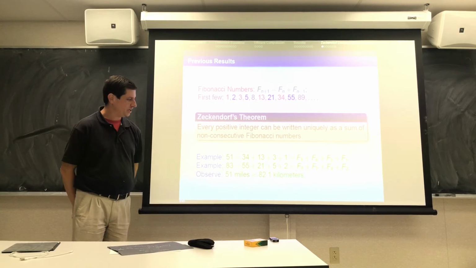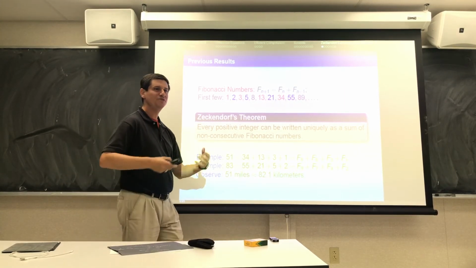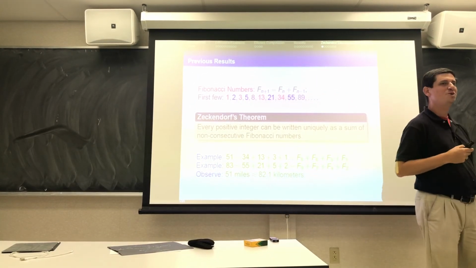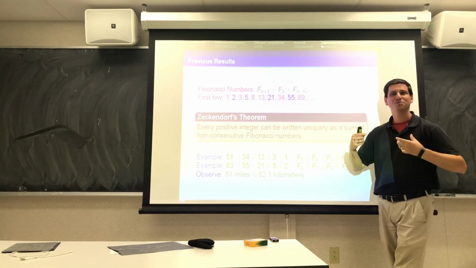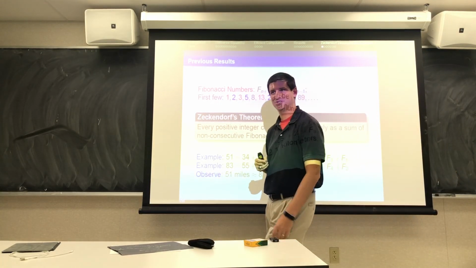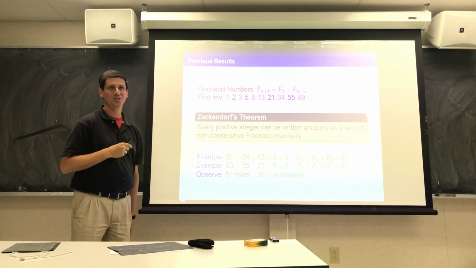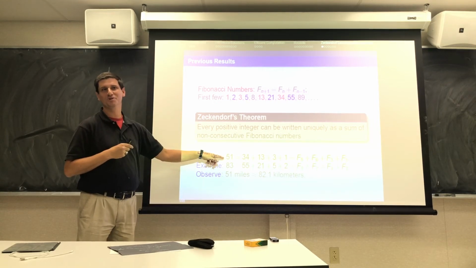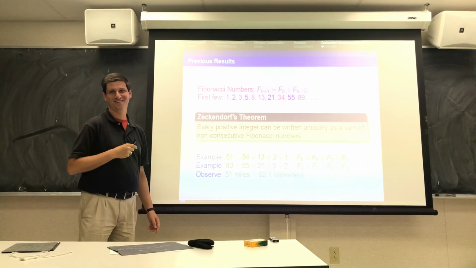51 miles is about 82.1 kilometers. What's the conversion factor between miles and kilometers approximately? 1.6. What is the golden mean approximately? 1.6. Each Fibonacci number is approximately the golden mean times the previous. If you are driving to Canada or in Canada and you are really bored and you want to stay awake because you're falling asleep, you can convert miles per hour to kilometers per hour by writing down the Zeckendorf decomposition and shifting the index.